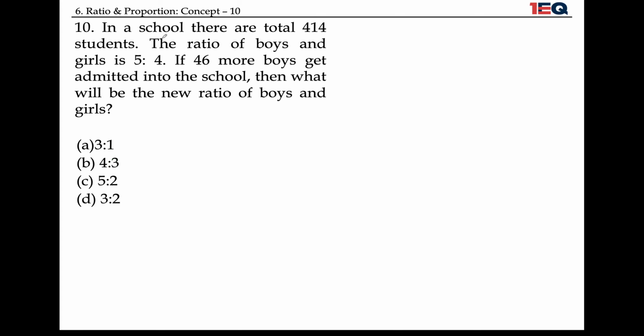Okay, so in a school, there are a total of 414 students. The ratio of boys and girls is 5 is to 4. If 46 more boys get admitted into the school, then what will be the new ratio of boys and girls? The ratio of boys and girls is given as 5 is to 4. These are boys, these are girls, 5 is to 4.